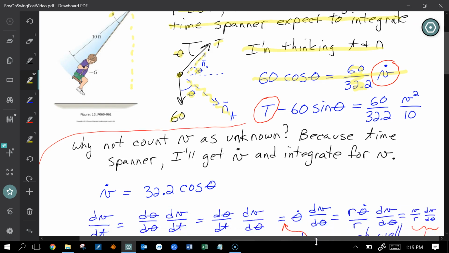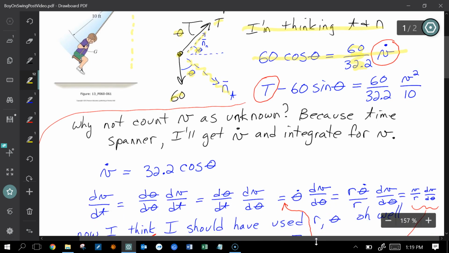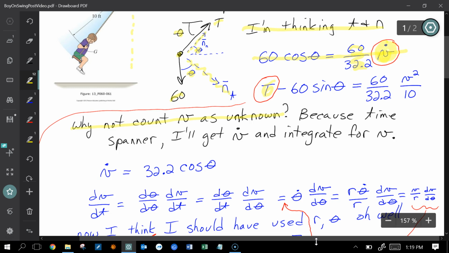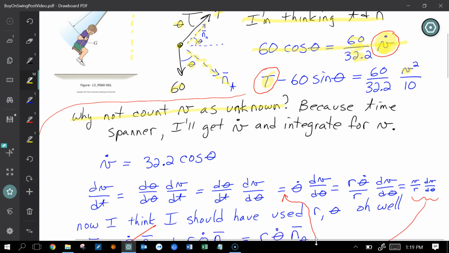Okay, so now I circle the unknowns. There's 2 unknowns. There's T, and there's v dot. A question that many students ask is, how come you don't count v as an unknown? Well, because it's a time spanner, and the way you solve time spanners is you integrate. So what am I going to integrate? Well, I'm going to solve for the acceleration term, solve for the v dot, and integrate it to get the v. So that's the plan of attack. That's why I'm not counting v as an unknown. I'm going to solve for it by getting the v dot. Okay, so I have 2 unknowns, 2 equations. I can solve for it.